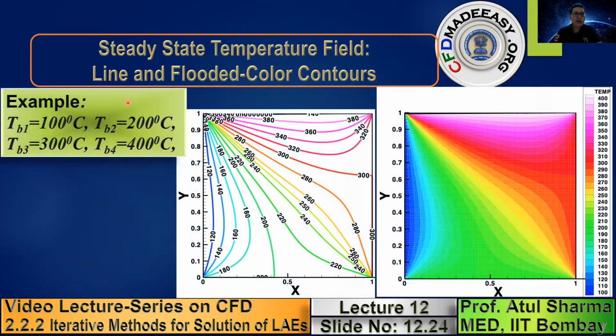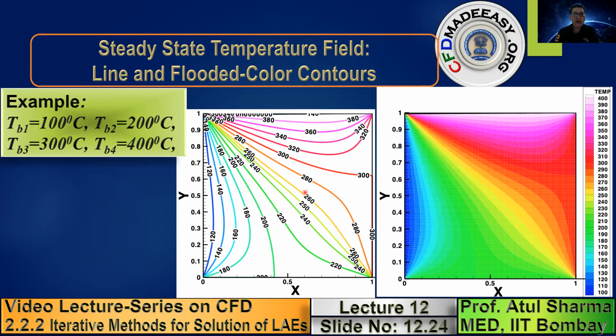So if you solve this problem, you have already tested your code. And if you take, let us suppose, left wall 100, bottom wall 200, right wall 300, top wall 400, then you obtain a solution as shown here. I am showing you a line contour and a flooded color contour. Once you obtain the steady state temperature distribution, you have to define the x coordinate, y coordinate, and the temperature corresponding to it. If you store that data in a proper data structure and take it to a graphical software, and use a command for line contour, you can get the temperature distribution.